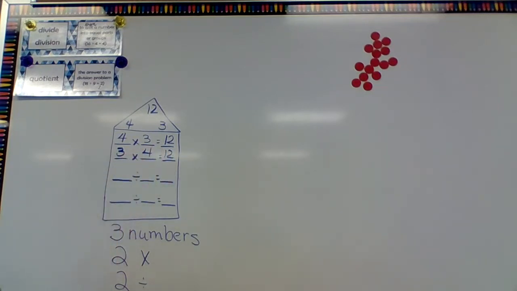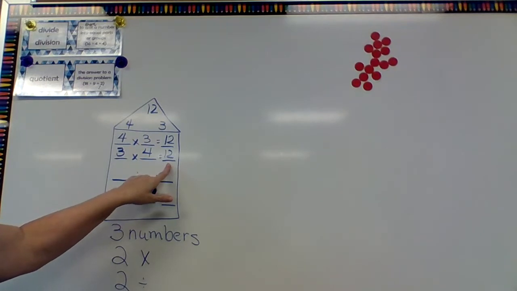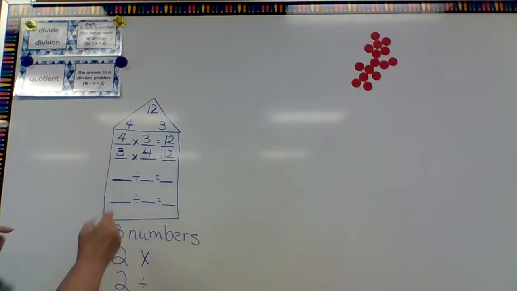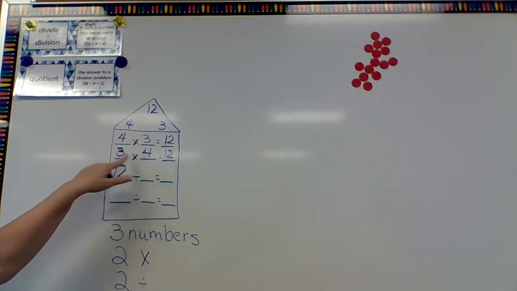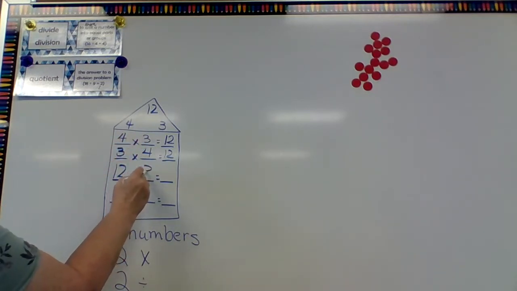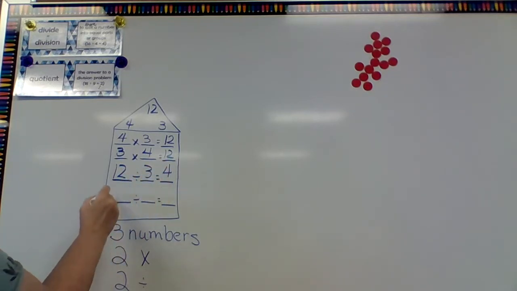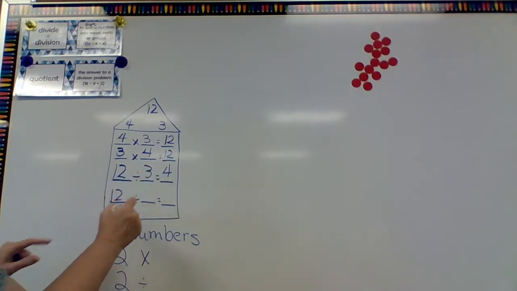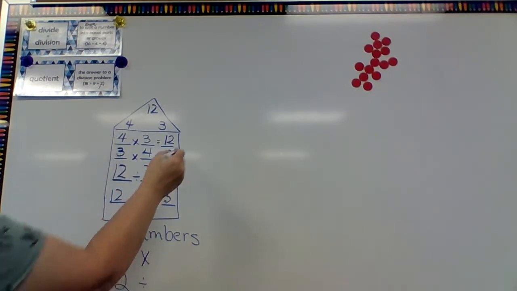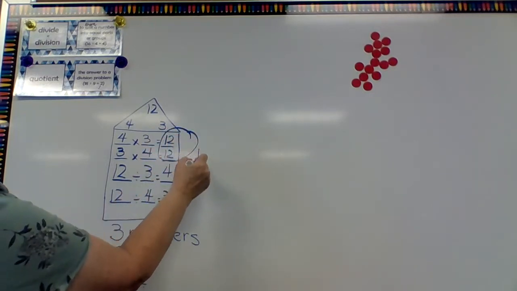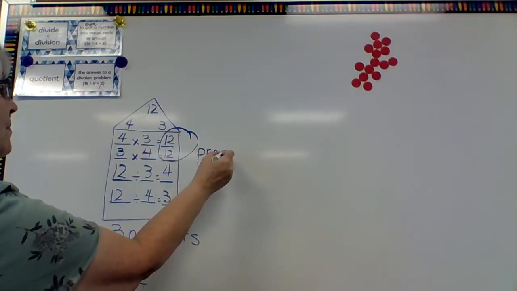Now to make the division sentences, we take the product, the answer, and we write it first. Then we take one of the factors and divide. 12 divided by 3 equals 4. Then we start with 12 again, divided by, and we switch. 12 divided by 4 equals 3.